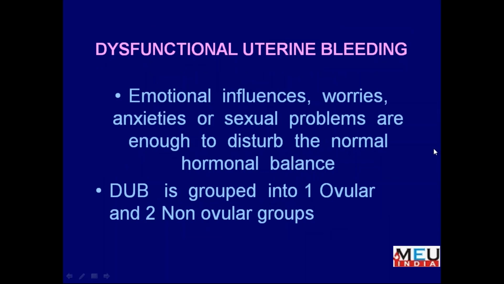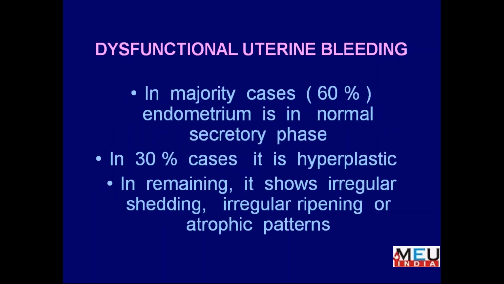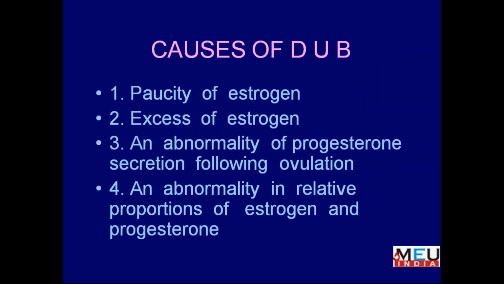The emotional influences, worries, anxieties, and sexual problems also cause hormonal imbalance, and that is why dysfunctional uterine bleeding is grouped into ovular and non-ovular groups. In the majority of cases, the endometrium is in the normal secretory phase. In 30% of cases, it is hyperplastic, and in the remainder, it shows irregular shedding, irregular ripening, and atrophic pattern. So based on this, we must correlate it with the phase. The dating becomes important.